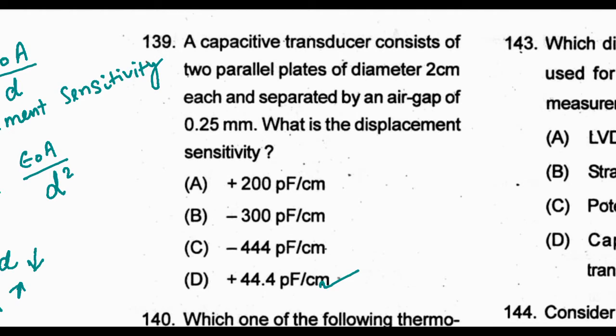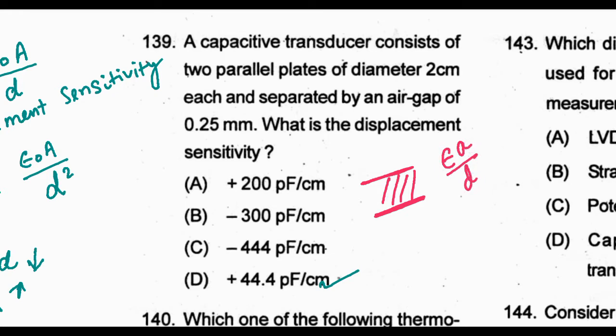A capacitive transducer consists of two parallel plates of diameter 2 cm each and separated by an air gap of 0.25 millimeter. What is the displacement sensitivity? So in case of capacitive transducer, how does this generally work? Suppose this is one plate of a parallel plate capacitor, and this one is another plate, and this is the insulator. And capacitance is given by epsilon 0 A by D.